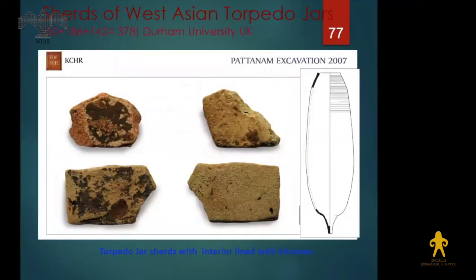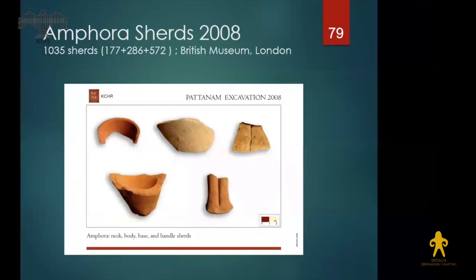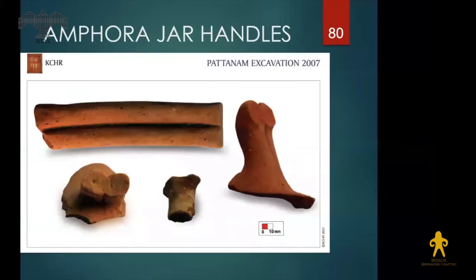Again, shards of West Asian torpedo jars with black bitumen. They were all part of the traded goods. Probably the jars were brought with wine or other products. Finally, they were discarded at the site of Pattanam, which archaeologists excavated. Then you have amphora shards. Amphorae were the jars mainly used for importing wine and olive oil and also fish sauce.